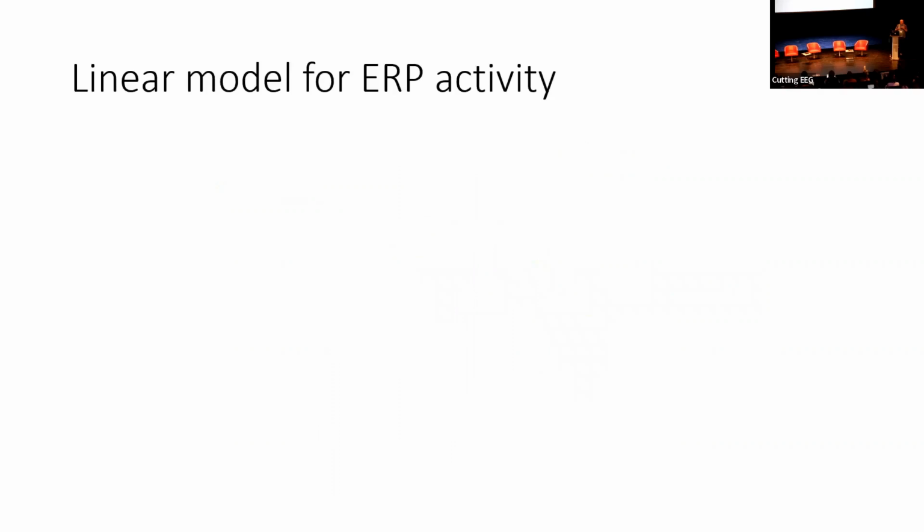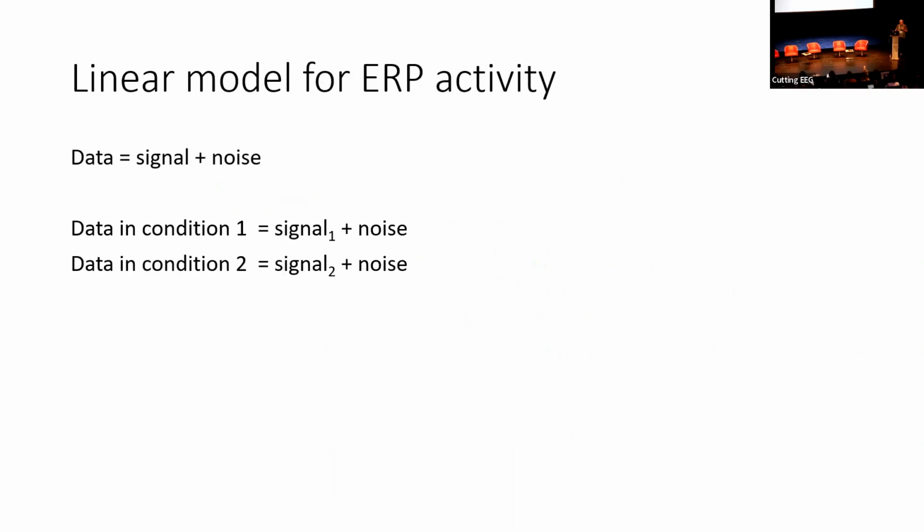So based on the biophysics, we know that there's linear mixing. So we have a linear model for ERP activity, that basically states that the data consists of signal plus noise. If we then consider two conditions, we have the signal in condition 1, the signal in condition 2, and in both conditions we have noise. The noise is not related to the task, the signal is related to the task.